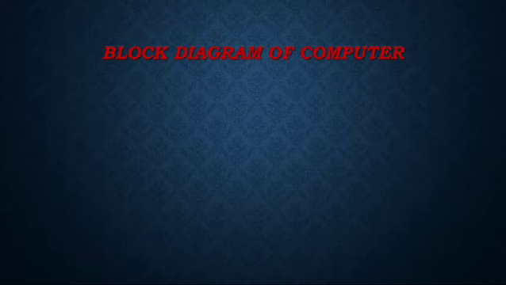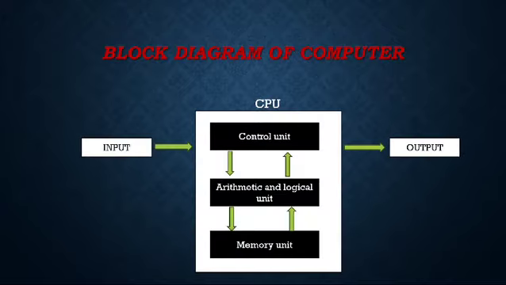Block diagram of the computer. The block diagram of the computer says how the computer works. This is the block diagram of the computer. We see mainly three components: input, CPU and output. The computer takes the data from the user through the input and sends it to the CPU. CPU performs some calculations, converts data into information and gives the information to the user through output.